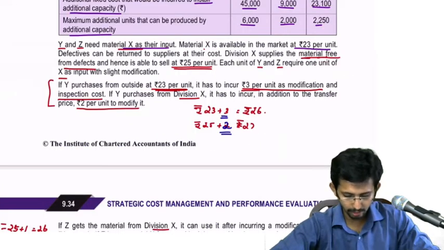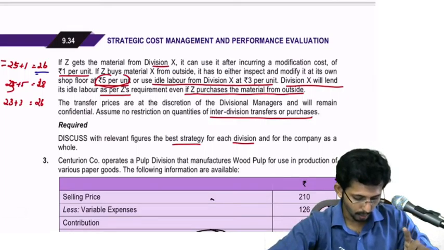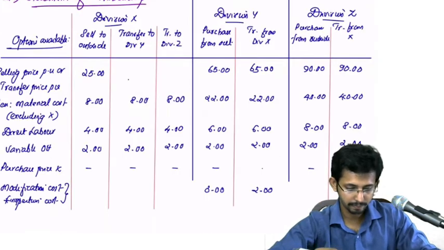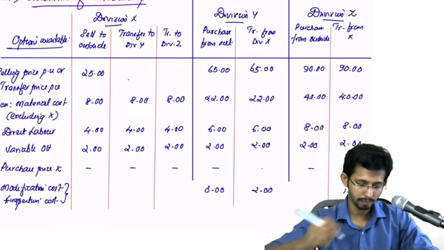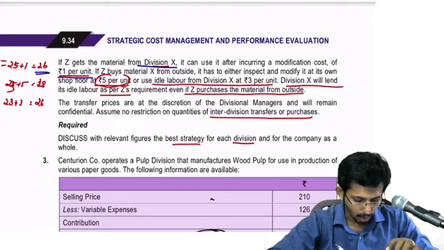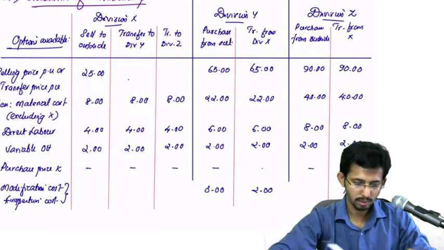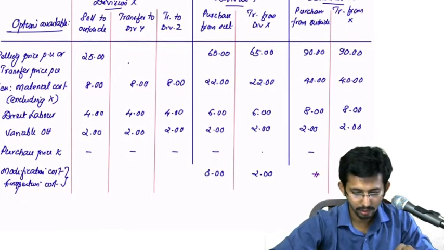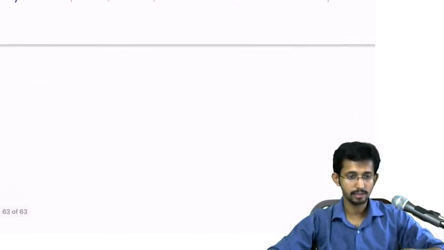And they say in case of Z, if it is purchased from outside, it is only 1 rupee. Sorry, if it is purchased from X, it has to incur only 1 rupee. Purchased from X, it is only 1 rupee. Now if it is purchased from outside, here there is one calculation. So we will start with this end. You can write here working note number A. Leave some space.